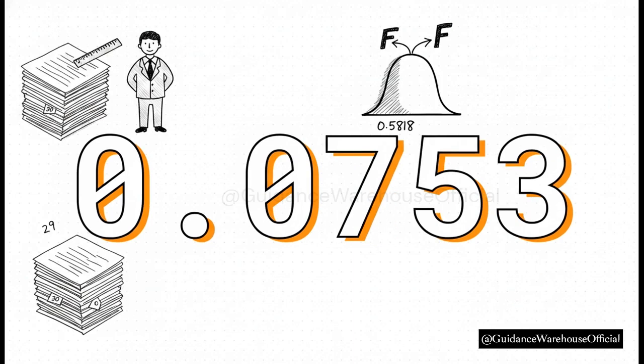Next up, we determine our probability statement based on our degrees of freedom. That's 29 for both the numerator and the denominator, since both instructors graded 30 exams. Finding the probability of getting an F ratio less than 0.5818 gives us a p-value of 0.0753.